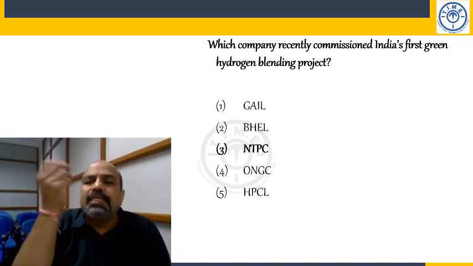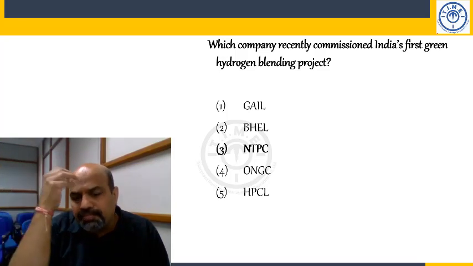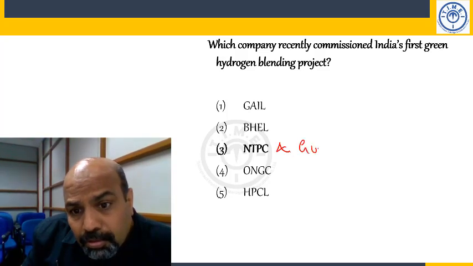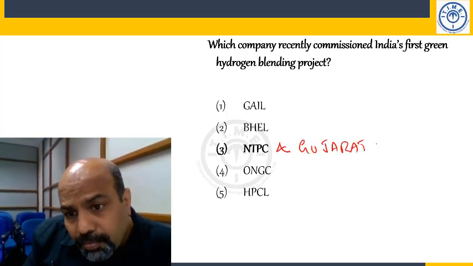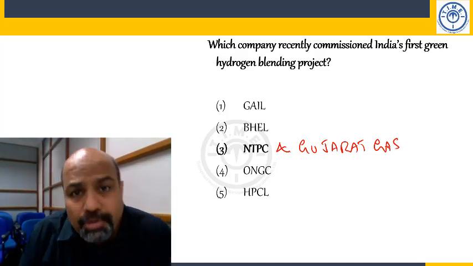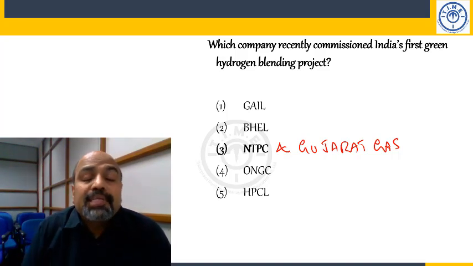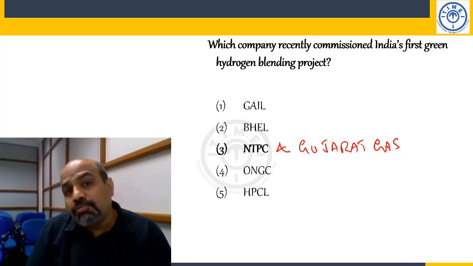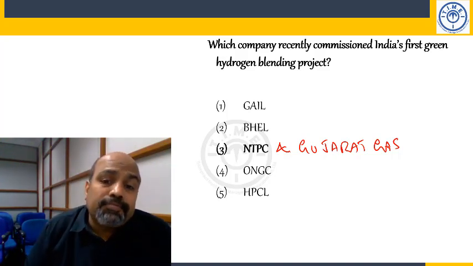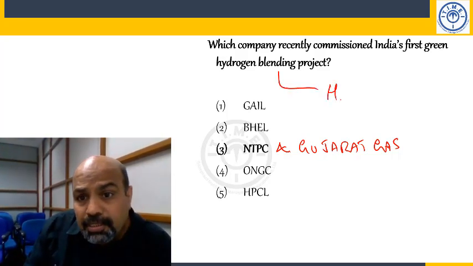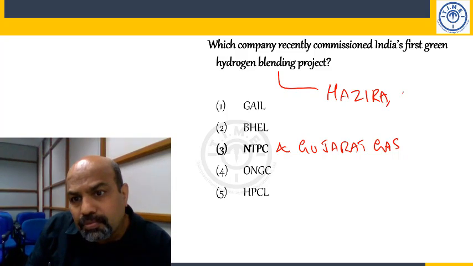Which company recently commissioned India's first green hydrogen blending project? NTPC and Gujarat Gas. You should write this also. Two companies came together to set up India's first green hydrogen blending project. Hydrogen is the future, that's what they are saying, and a lot of research and a lot of money is required to make that come true. But for now, where is this plant? It's in Hajira, which is near Surat, Gujarat.